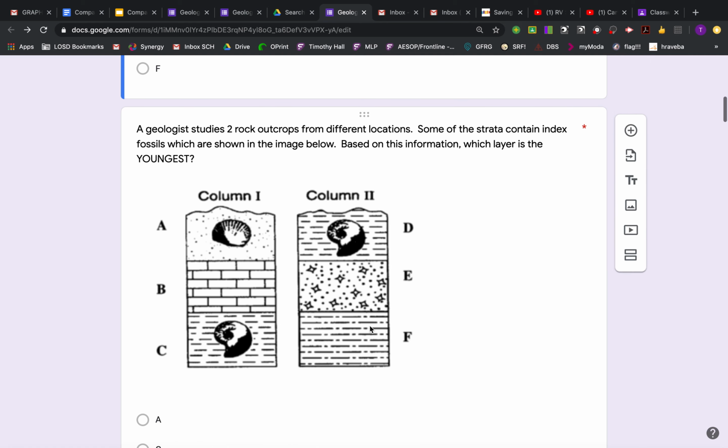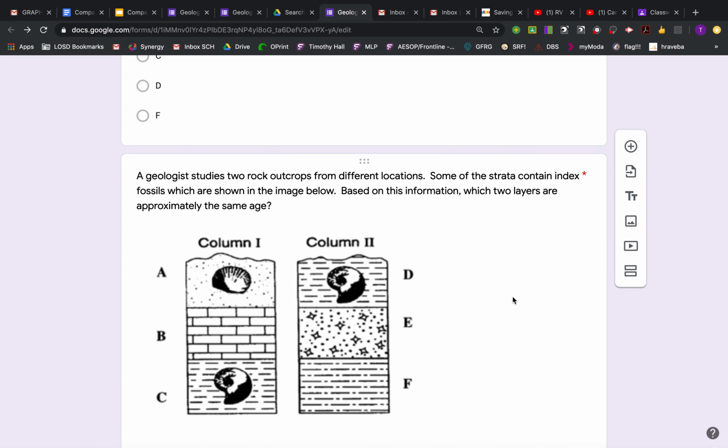Next one, geologist studies two rock outcrops, and now we want to find which one's the youngest. So you use the same concept. Again, it's either going to be A or D, but since C and D appear to match the same texture, the same fossil, all that stuff, I think it's safe to align those two and then call A the youngest layer.